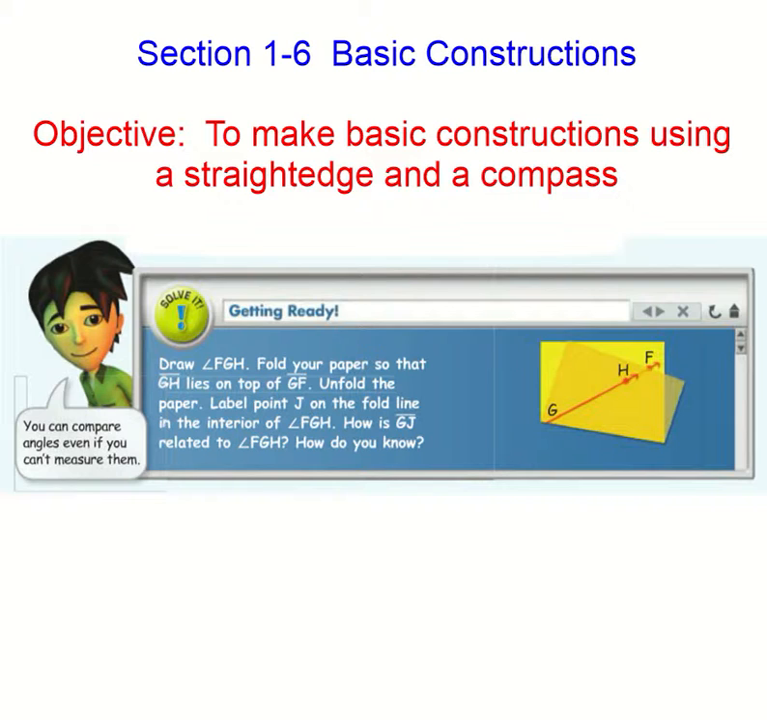So, if you're thinking about where that J should have been drawn, here's your paper folded in half. That J should have been drawn somewhere right here. Alright, that's where our J is. And so what you really created is another ray, and this ray is the angle bisector of angle FGH.